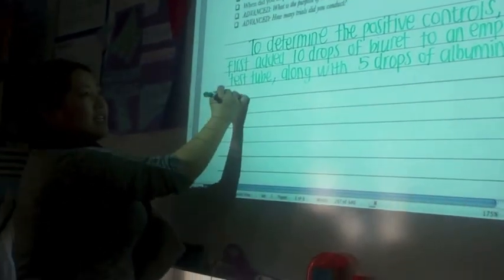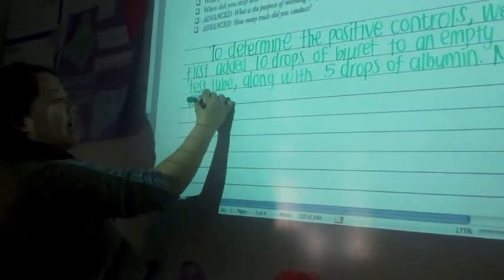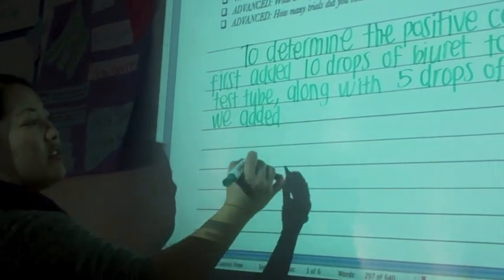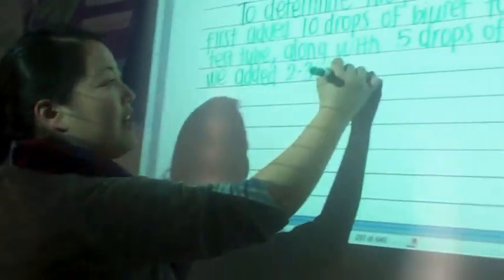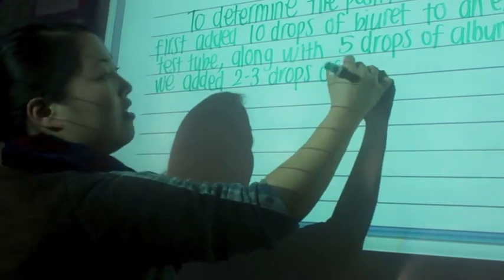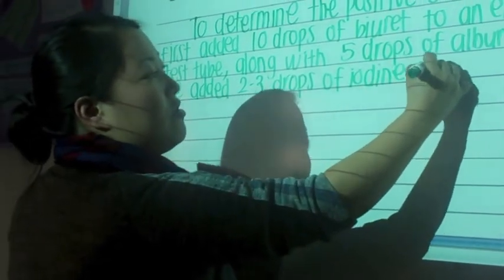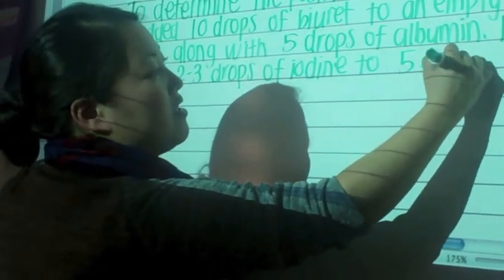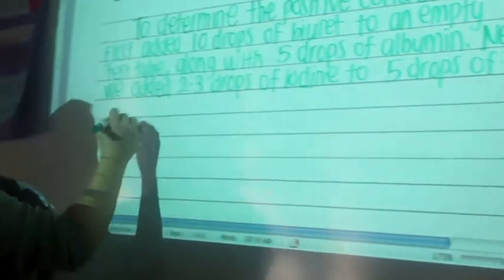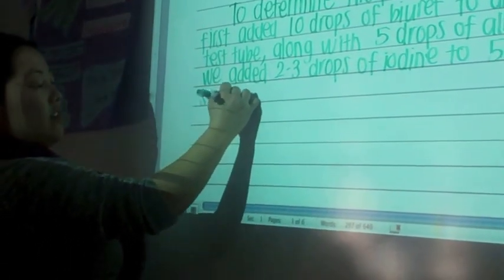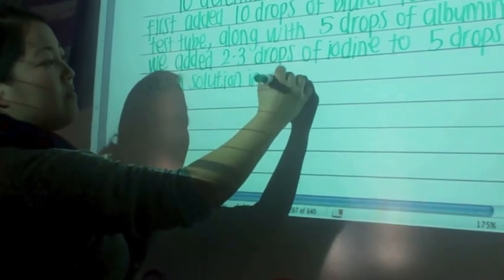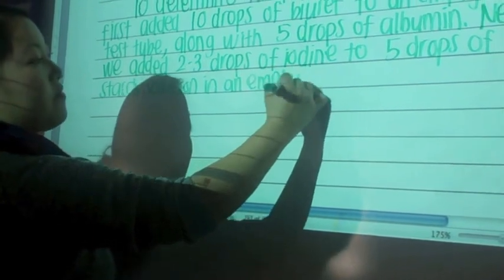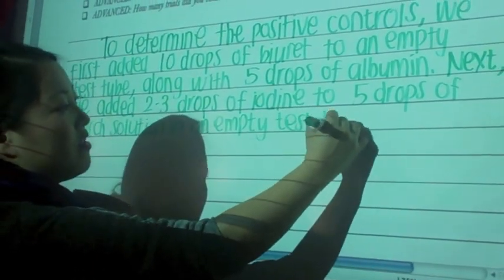Okay. Next, we added 2 to 3 drops, let me check my materials list, 2 to 3 drops of iodine, 5 drops of starch solution, in an empty test tube. Okay?